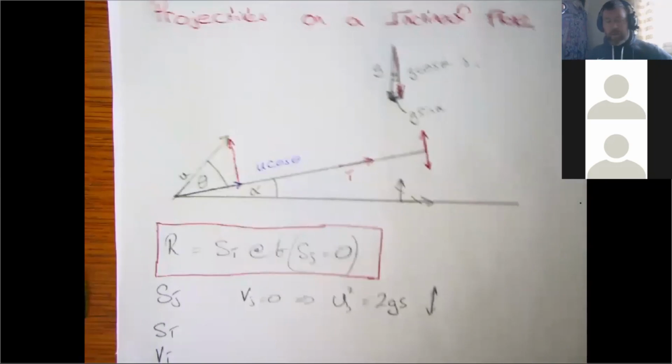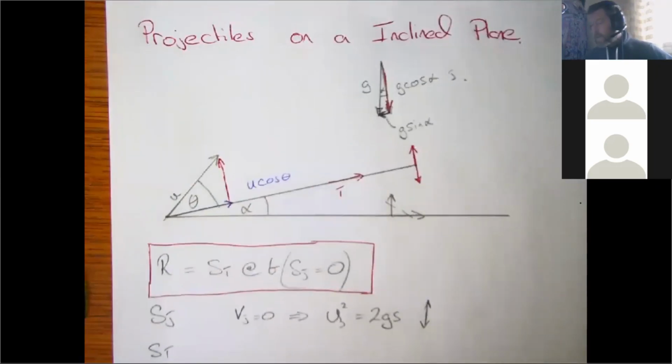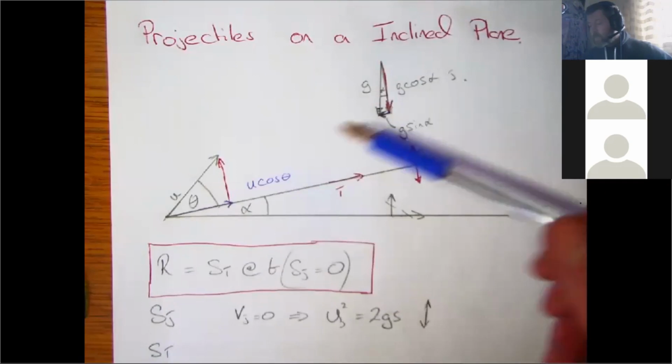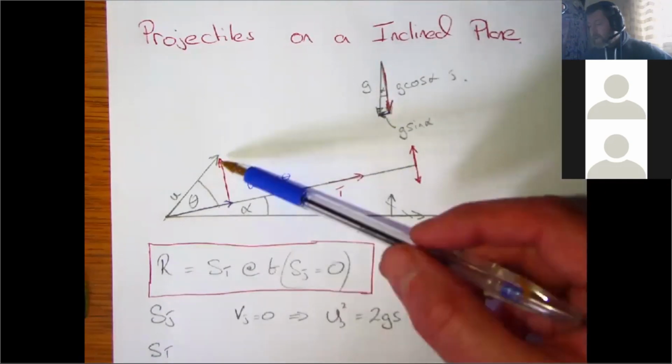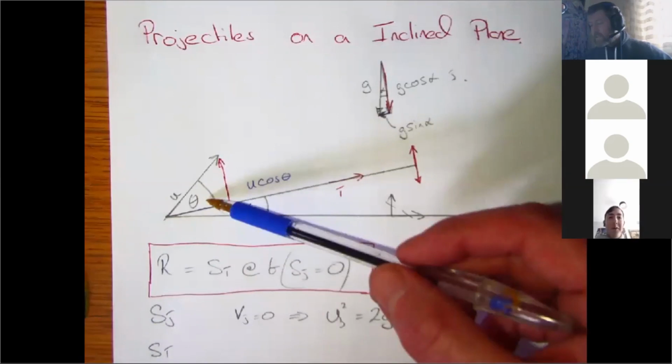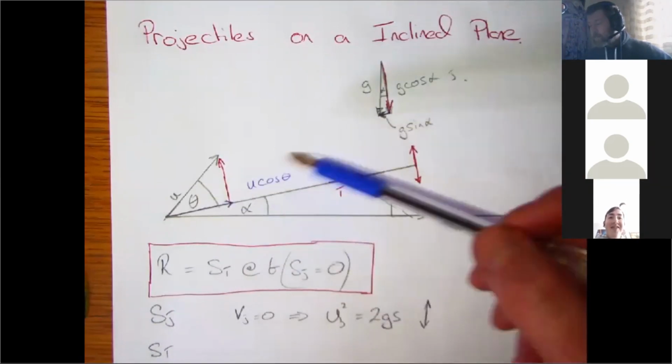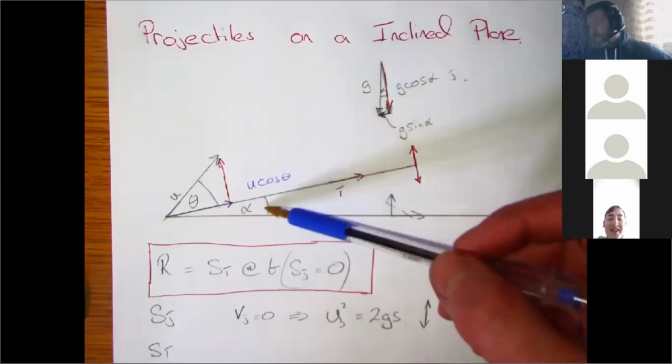So, where was I? When you're starting a question, you want to draw what you have, which is your initial velocity going up, the angle that it makes to the inclined plane, and the angle of the inclined plane indicated. We'll get to examples later.